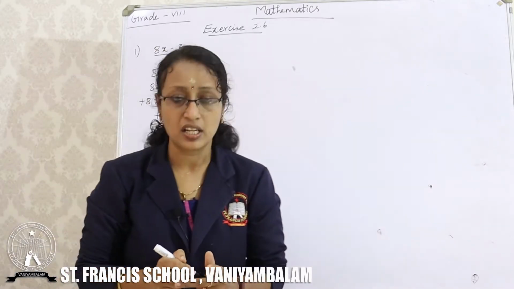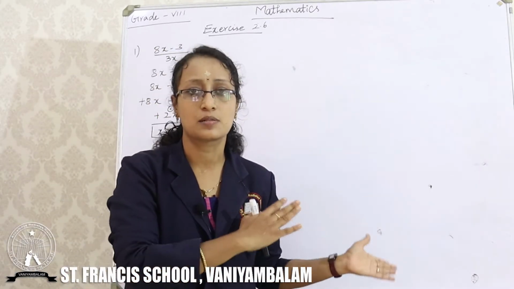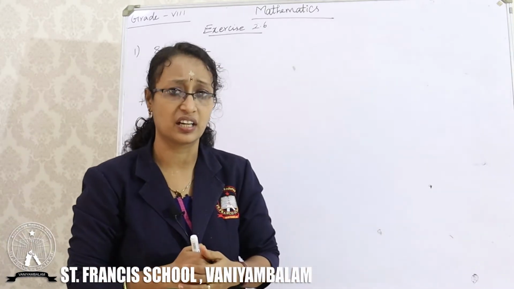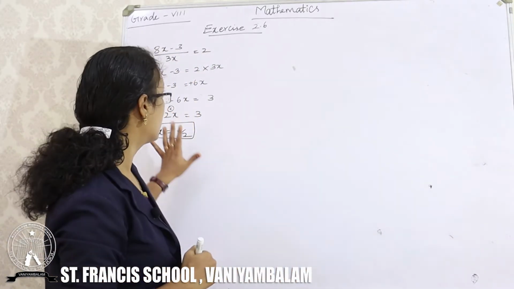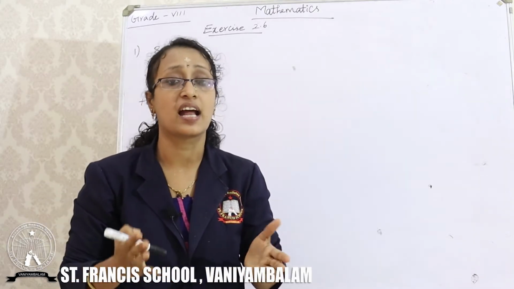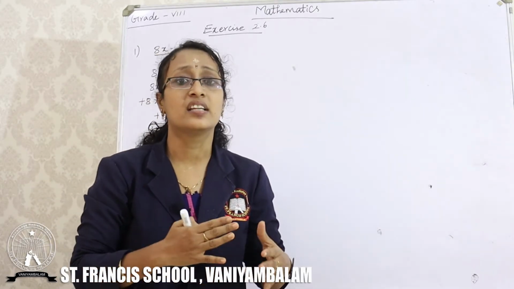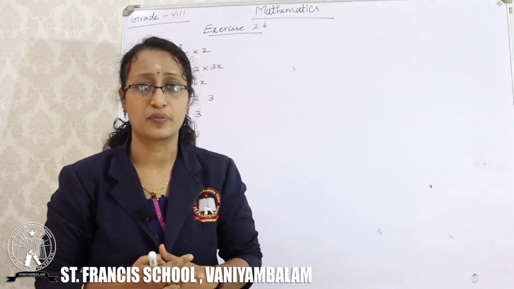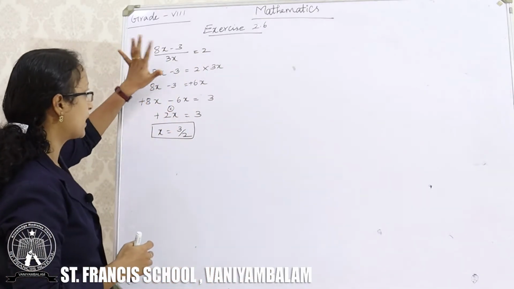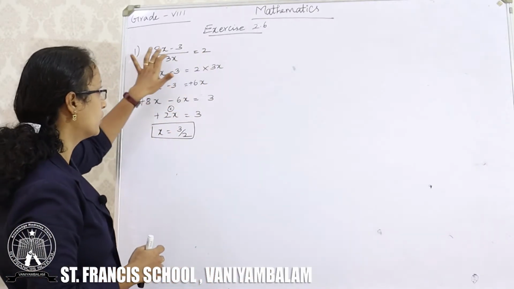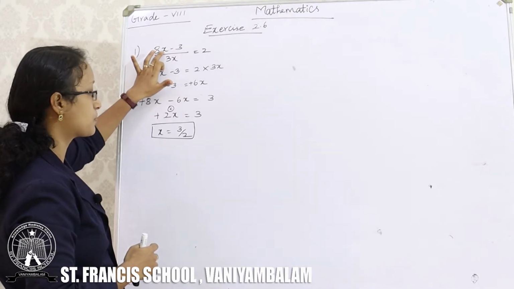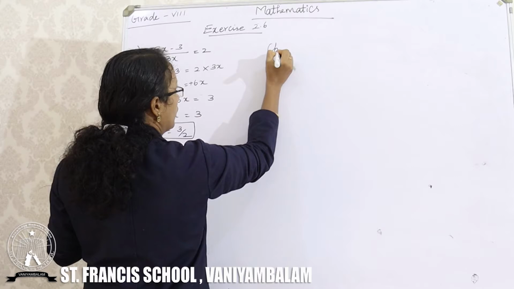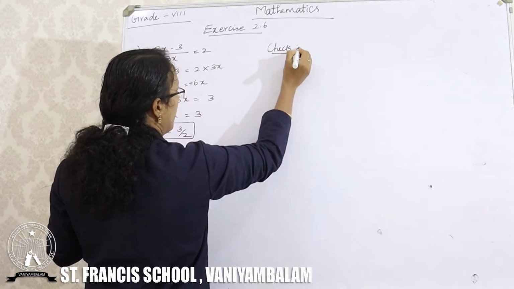How will you check whether your answer is correct or not? Just substitute the value of x in the given equation, that is in the question. If both LHS and RHS are equal, then you can conclude that x is equal to 3 by 2 is the correct value. Just substitute 3 by 2 here, and if you are getting 2, numerator also you have to substitute 3 by 2 and denominator also you have to substitute 3 by 2. Let us check for one problem.